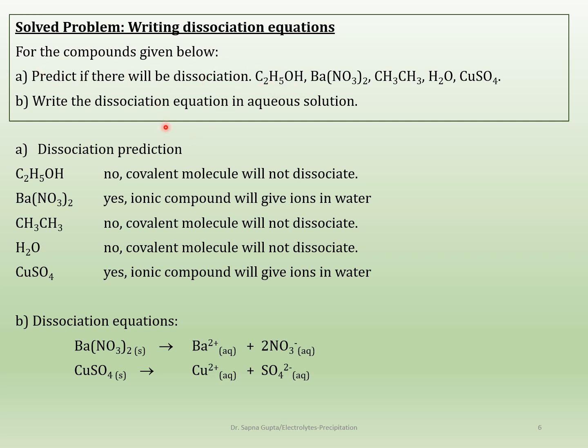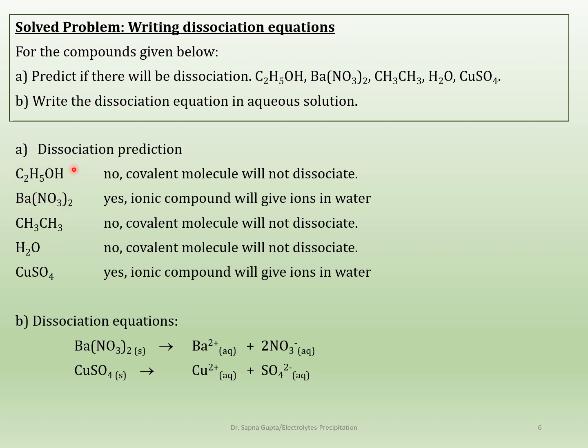C2H5OH, okay, for these compounds, so covalent compounds do not dissociate. Why don't they dissociate? They don't have any ions in them, okay? So they do not dissociate. Only anything that has ions, that's going to dissociate, okay, first of all. So C2H5OH is not going to dissociate. Then barium nitrate, that is going to dissociate.